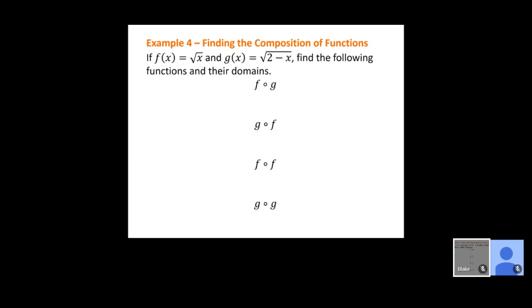All right, so now we got two different functions, square root of x and square root of 2 minus x. And again, we want to find f of g, g of f. But this time we also want to find f of f and g of g. So we're going to find all four of those and their domains.